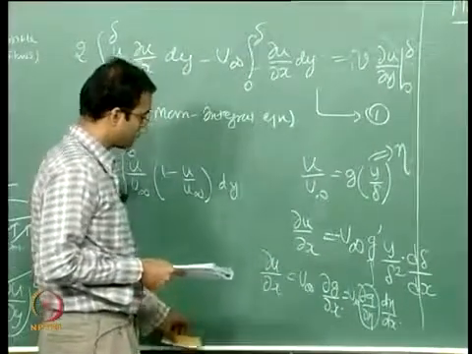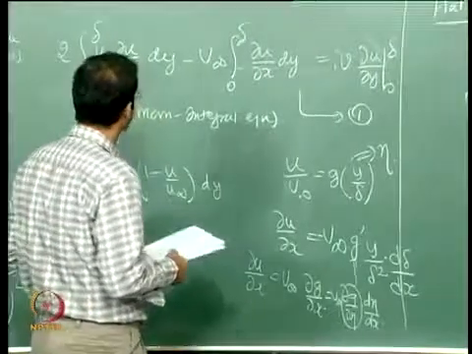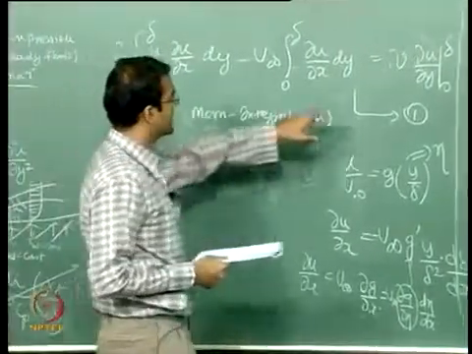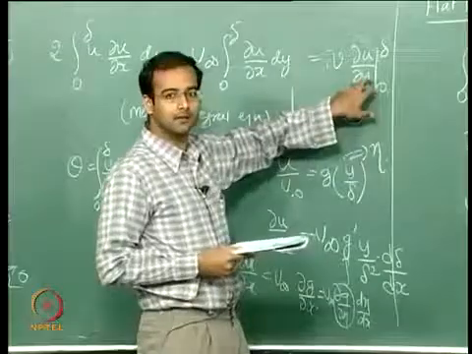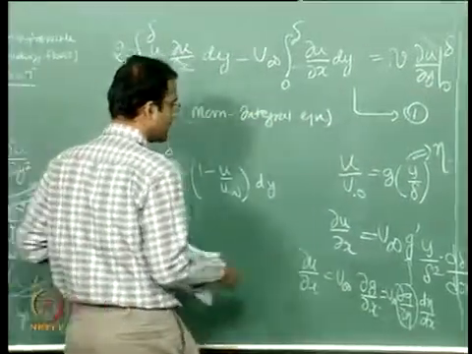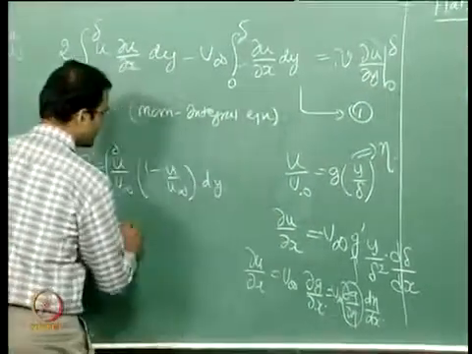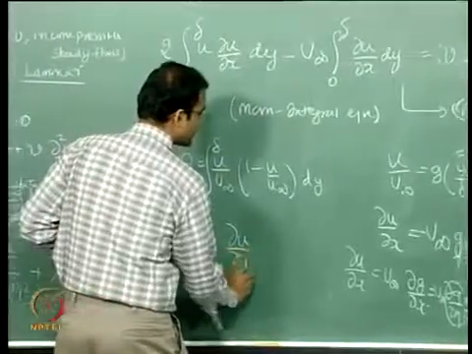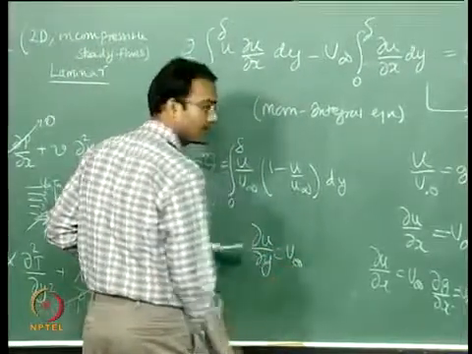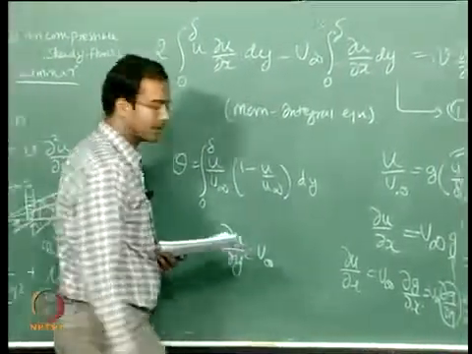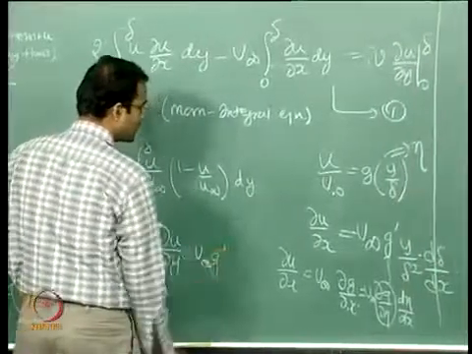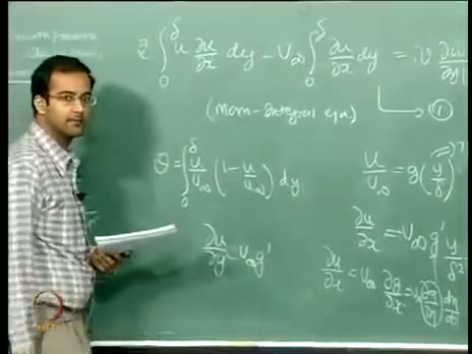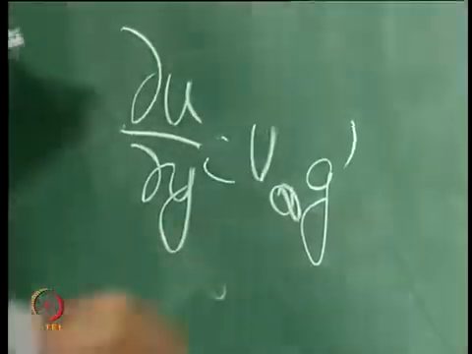Once you get this, the next term that we need here, what is the other term? du by dy. So what will be du by dy here? du by dy is much easier. u infinity into g prime by delta.